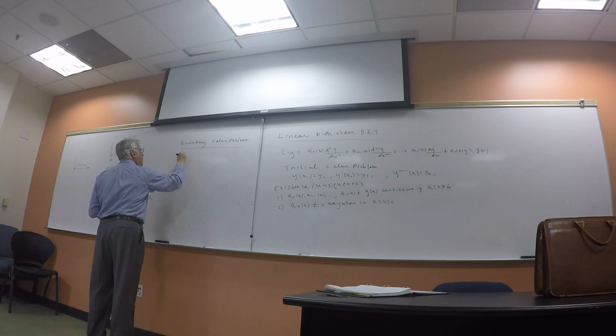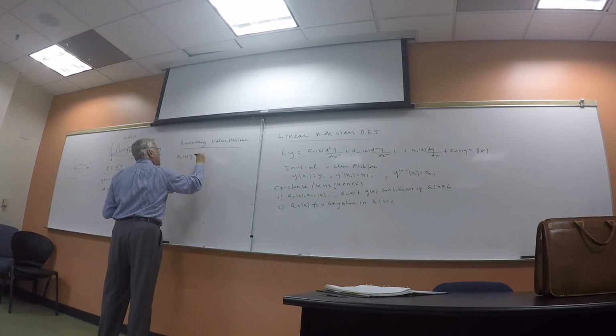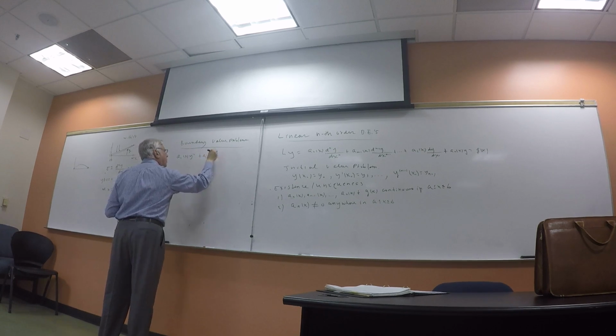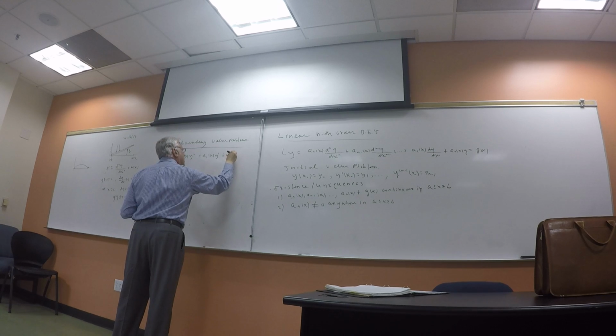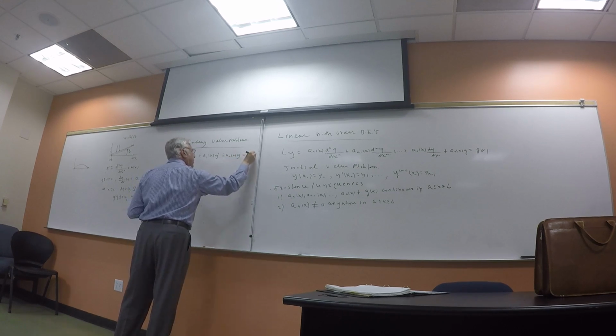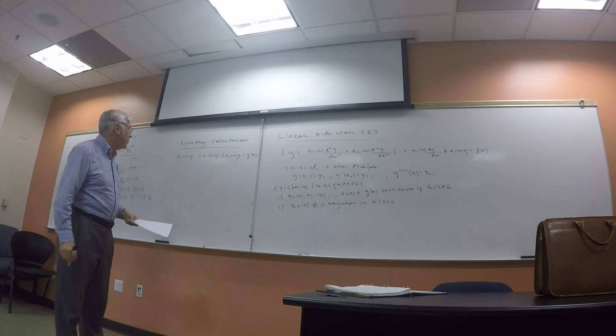So we may have something like this. Let's go to second order. A2(x) y double prime, plus A1(x) y prime, plus A0(x) times y equals some function of x. That's really that guy over there with n equal to 2, right?